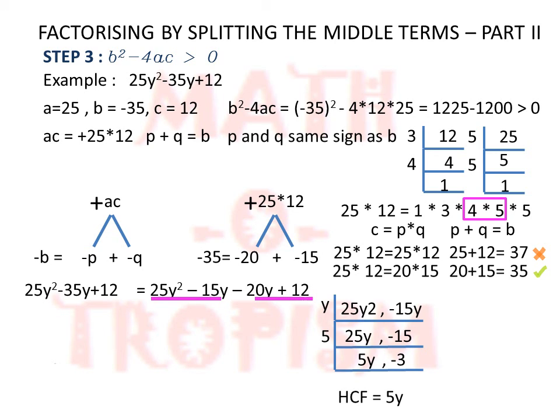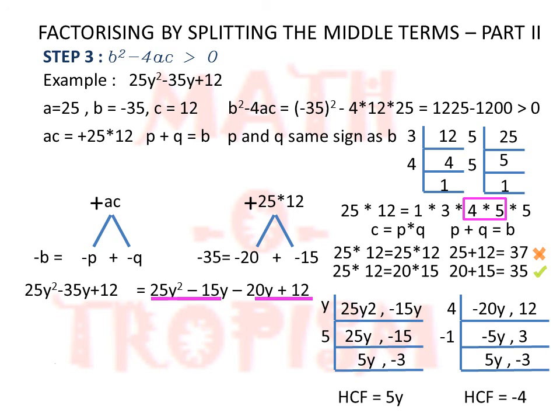Similarly, when I do for minus 20y and 12. First I take a common factor of 4 outside. I get a minus 5y and 3. But the other side I got it as plus 5y and minus 3. That is, the sign is the opposite. What I do is, since I need to bring both to the same thing, I take a minus 1 outside, and again finally I get it as 5y and minus 3. So this means minus 20y and 12 will have the HCF of minus 4. So just writing the same terms over there.